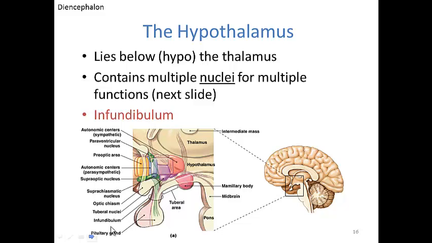Hanging off of the hypothalamus is the pituitary gland. The pituitary gland's right here. And what connects the pituitary gland to the hypothalamus is a tube-like structure called the infundibulum.